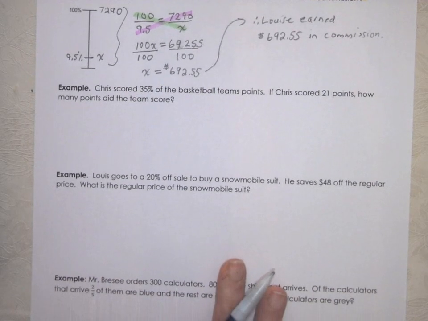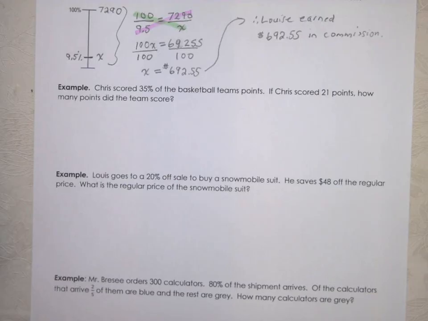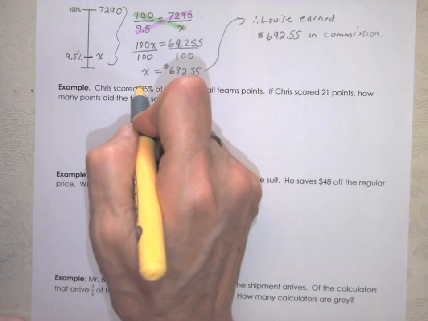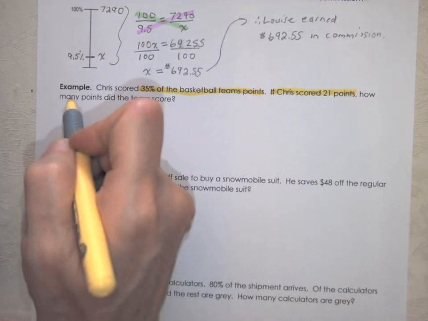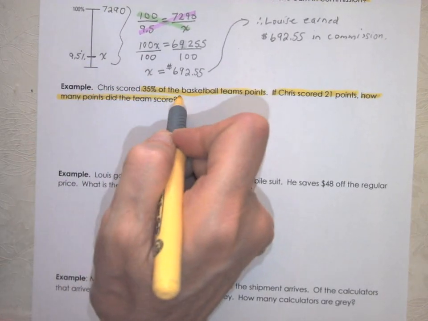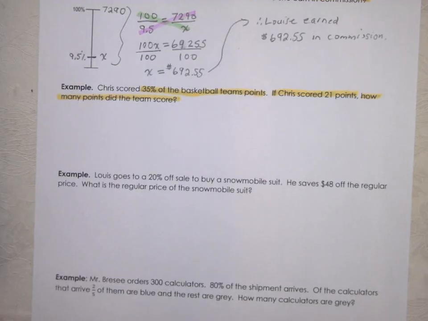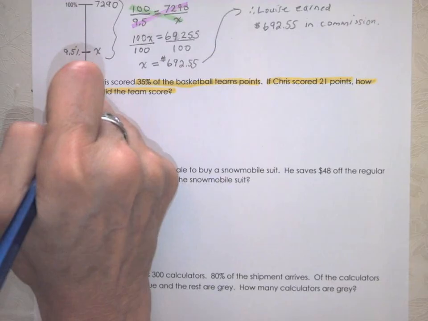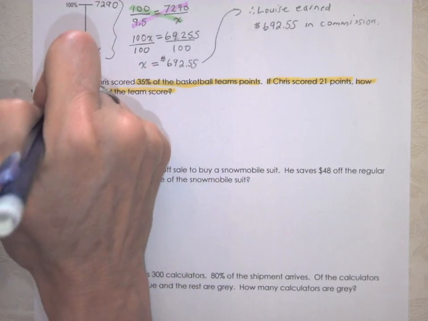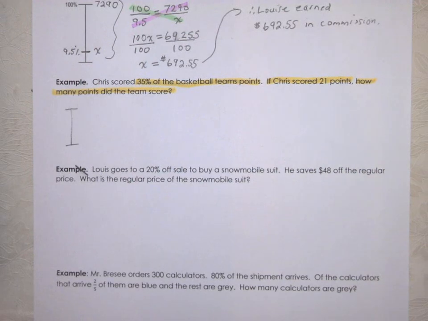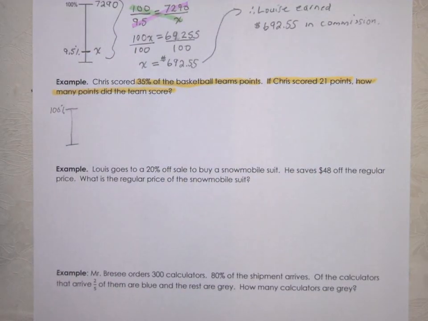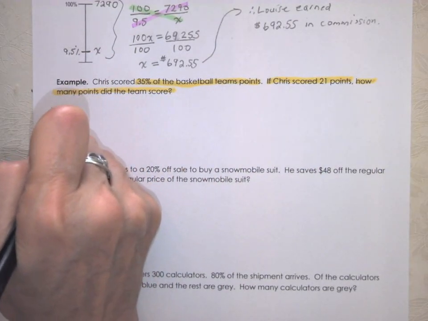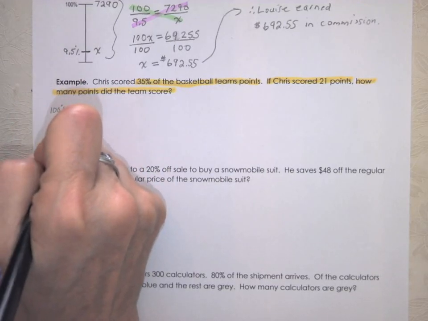Okay, so we're going to move on where you set up your own graphic now. So again, I'm reading through the question. Chris scored 35% of the basketball team's points. If Chris scored 21 points, how many points did the team score? So if I saw this question, I would set up my percent graphic, knowing that 100% is my total on the percent side. And we know Chris scored 35%, so less than half of the points that were scored in the game for his team.